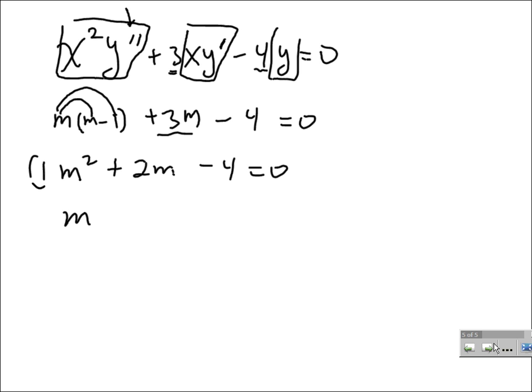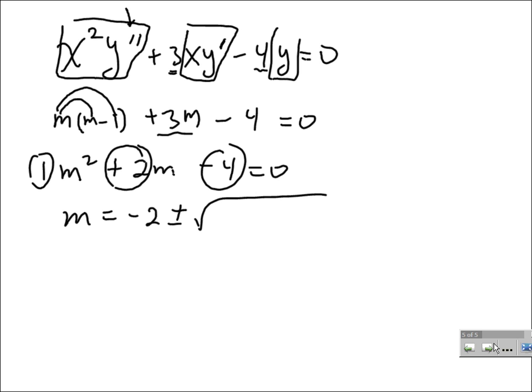So this is a, b, and c in the quadratic equation. So m is negative b plus or minus the square root of b squared, which is 4, minus 4 times a times c. C is right there, and it is negative 4. So this is minus 16, negative 16. 4 minus a negative 16 becomes 4 plus 16, which is 20.